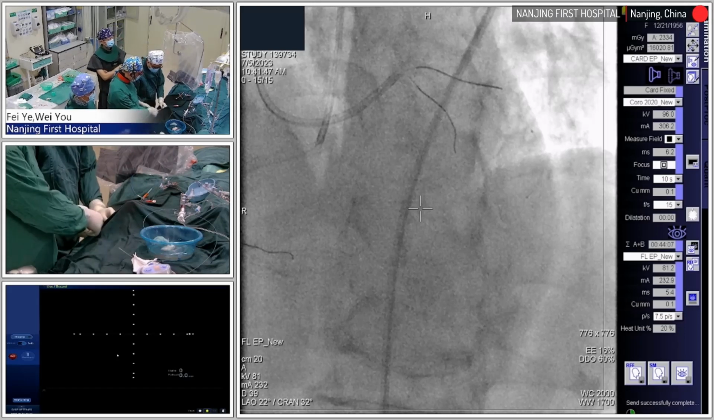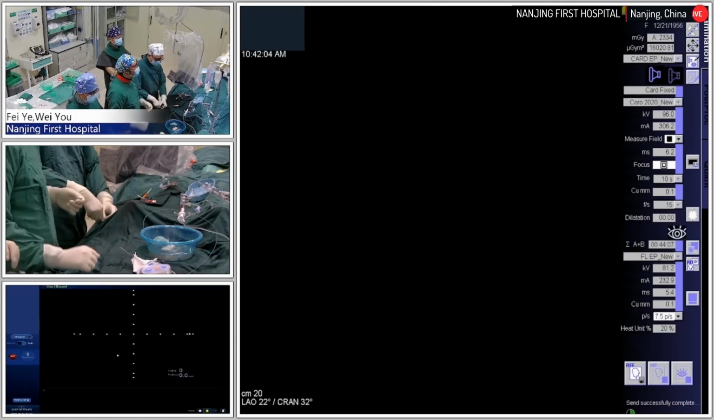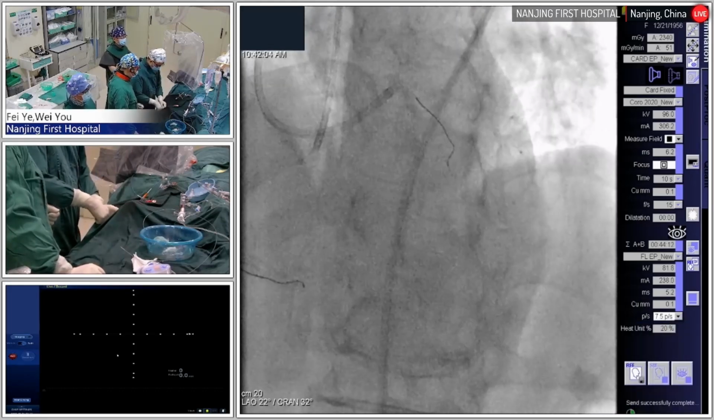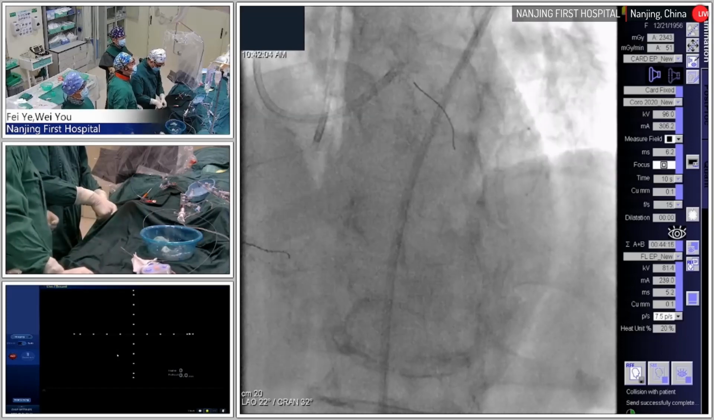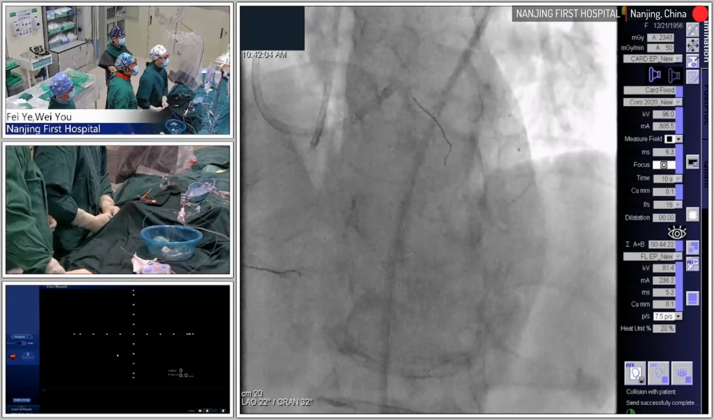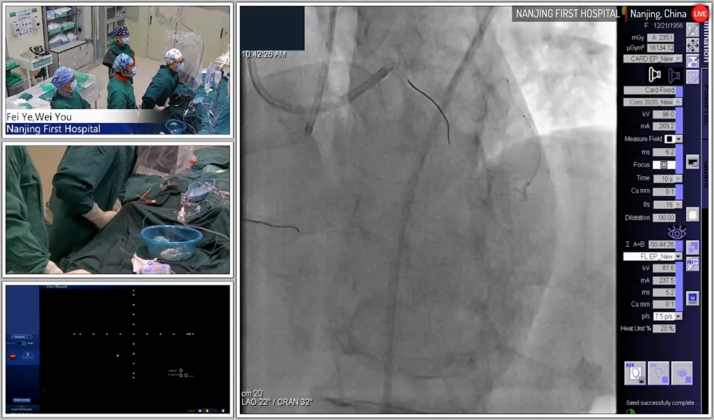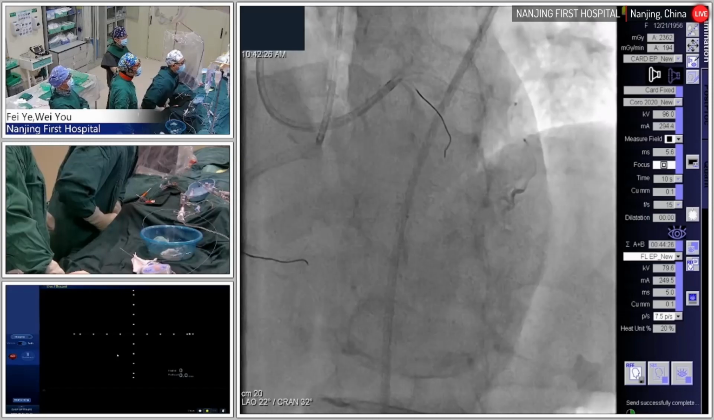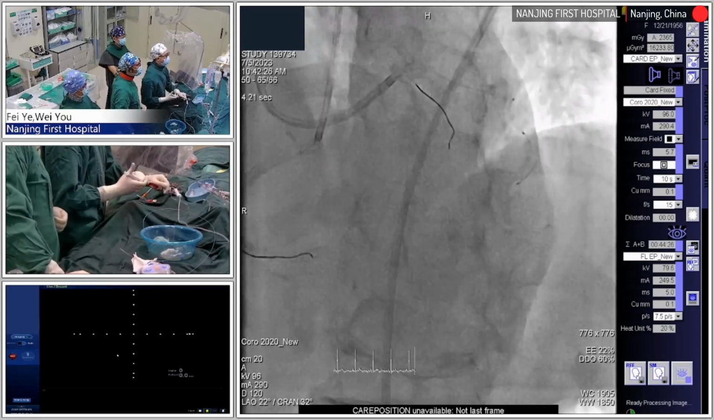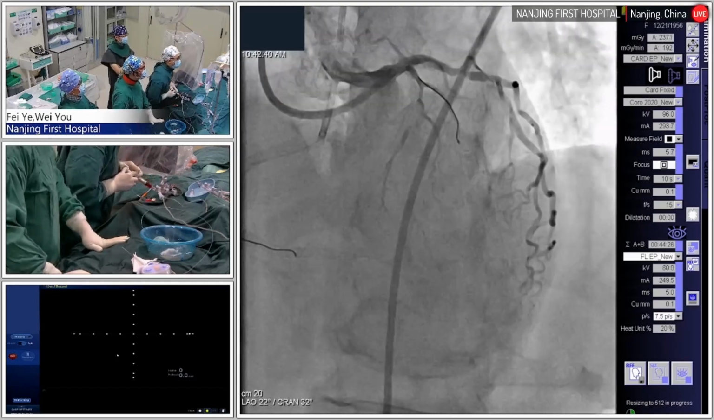Okay, please retrieve the wire. Retrieve the wire. Okay, thank you. Okay, I will take a tip injection for you. Yeah, but not very clearly. Now we can see it. I will inject from the guiding catheter.